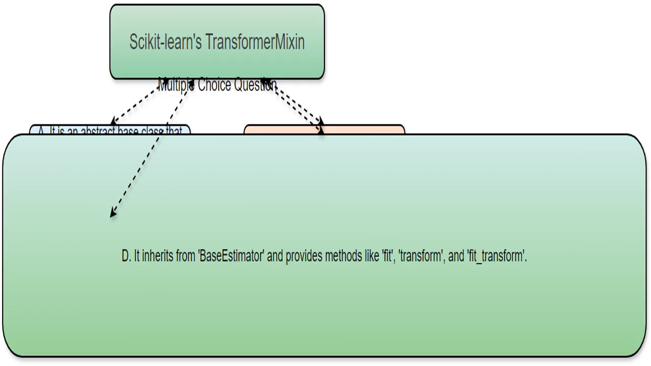This is also true. Because TransformerMixin inherits from BaseEstimator, it automatically gets the fit, transform, and fit_transform methods. The fit method prepares the transformer. Transform does the actual data conversion. And fit_transform combines these steps.